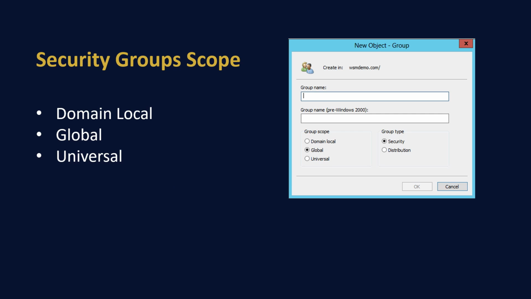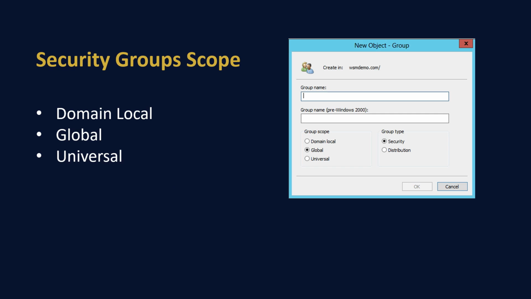When creating a new security group, you have three options for its scope. By default, global is checked right out of the box, and that's generally what we'll be using. However, I want to briefly explain the difference between the three for your full understanding. As a quick reference for our lab, remember, we only have one domain, which is our forest root domain.